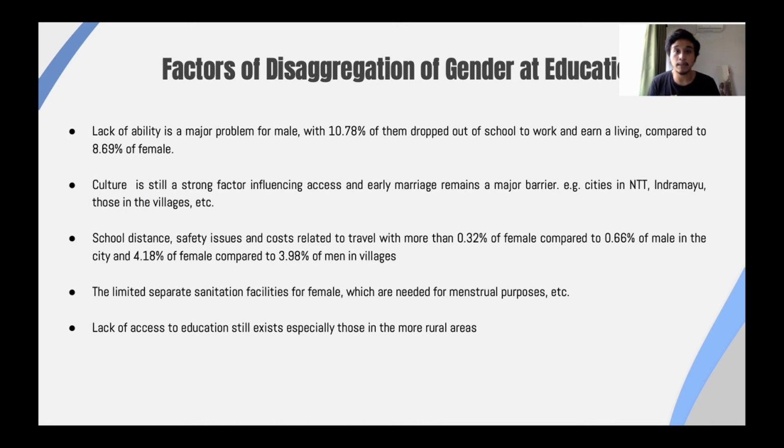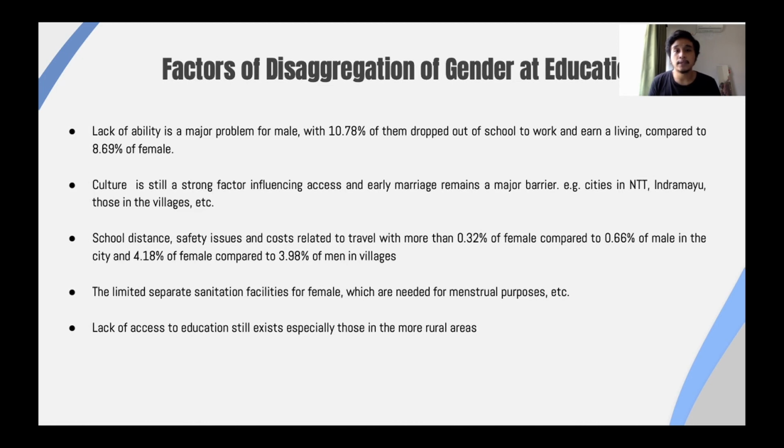Okay. And here are the factors that contribute to the differences in school completion length between female and male students. The first one is that lack of affordability is still mainly an issue for male students, where 10% of them drop out of school to work and earn a living, compared to about 8% of females. And next, culture is still a big issue, especially in the villages, where it has a strong influence, and early marriage is also still a barrier for students. Most early marriage cases can be found in places like NTT, Indramayu, and in the villages.